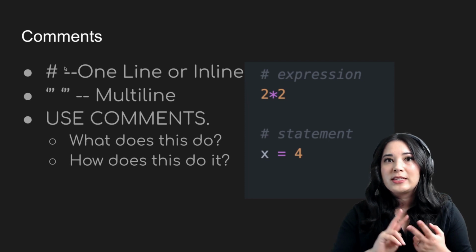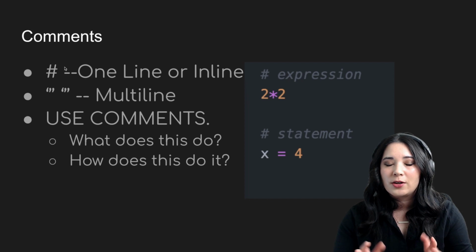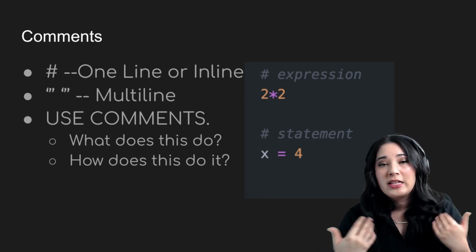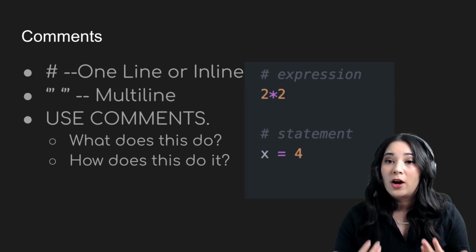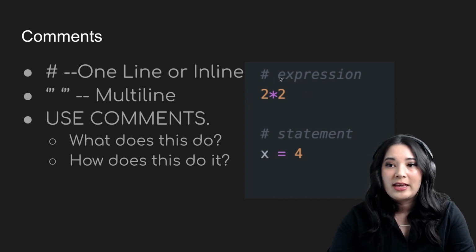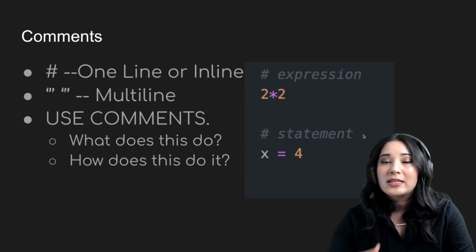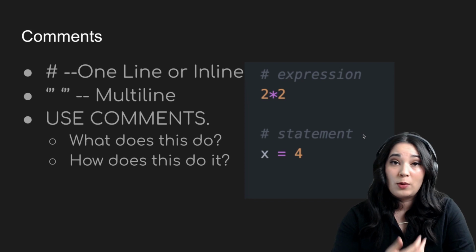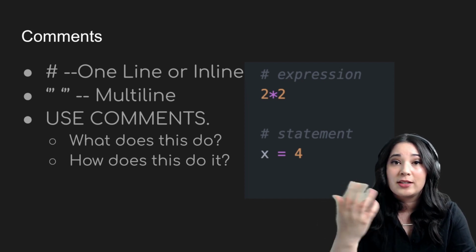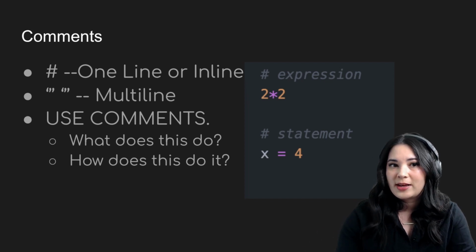If we put this hashtag symbol in front of a line, Python basically goes, oh, I can't see it. I'm not going to read it. I'm going to ignore it. And so we can use these to have comments. For instance, you can see here that we have a comment saying expression and a comment saying statement. This helps organize my code so that when you read it or when I read it, I know that 2 times 2 is the expression example and x equals 4 is the statement example.